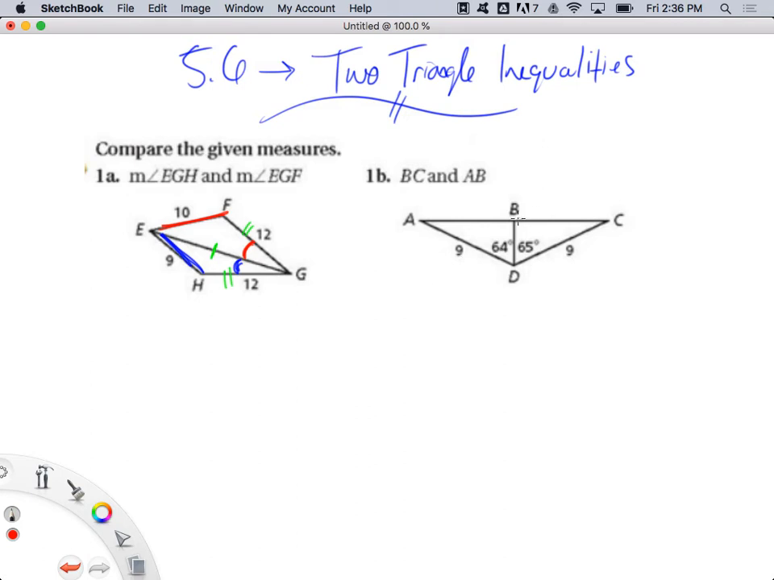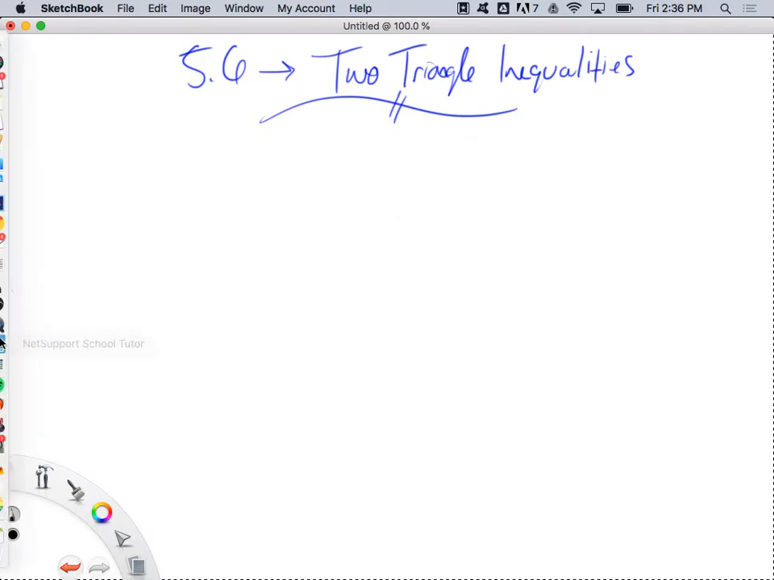Okay, so it asks us to compare BC, this side, and AB, this side. We notice that this side 9 is congruent to this side, and this side is shared, so it's obviously congruent. This angle is 65. This angle is 64. Raise your hand if you think the blue side is bigger. Raise your hand if you think the red side is bigger. Good, good. So we know that BC is bigger than AB because that angle is bigger than that one. Good. So you guys get this. Very good.